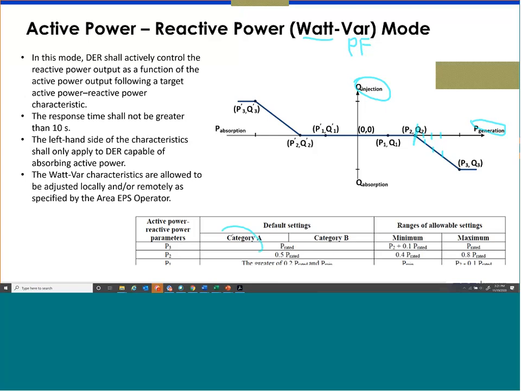After that, the same idea: the default settings are defined, then adjustable ranges are defined for all the parameters. So the idea is the same. One additional thing you can think about: what does this mean?